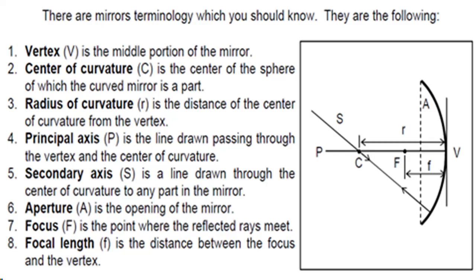Secondary axis or S is the line drawn through the center of curvature to any part in the mirror. Aperture A is the opening of the mirror. Focus F is the point where the reflected rays meet. Focal length or F is the distance between the focus and the vertex.